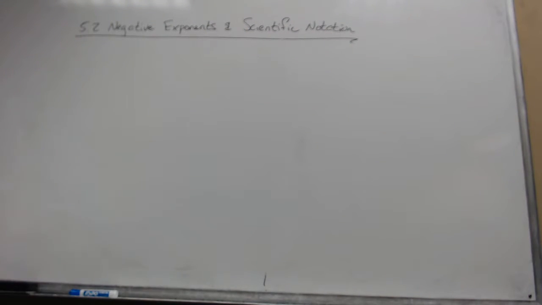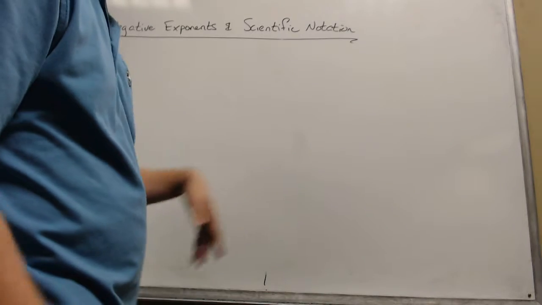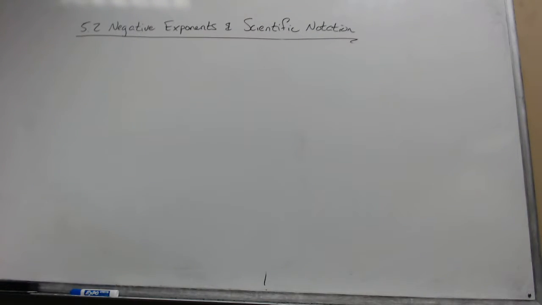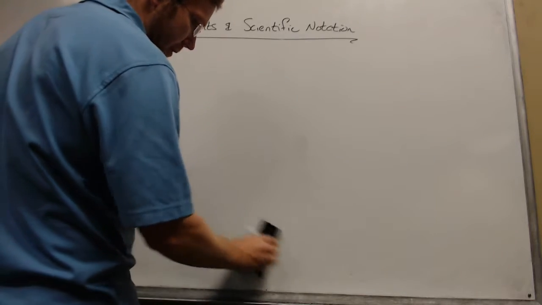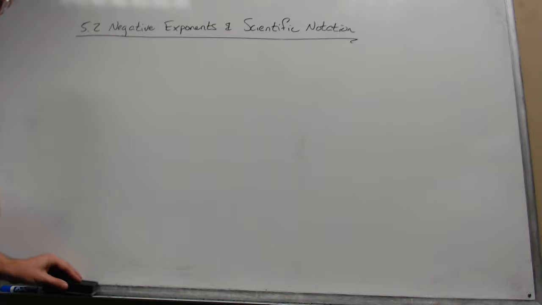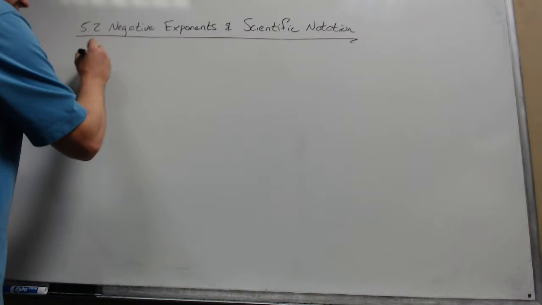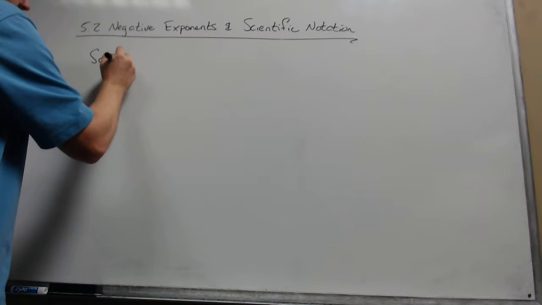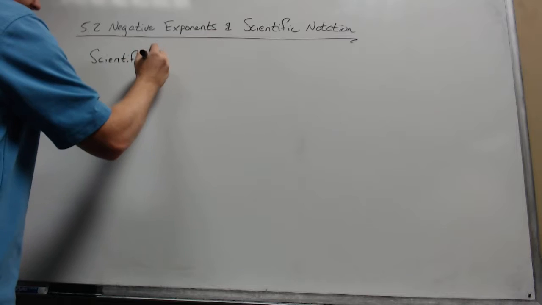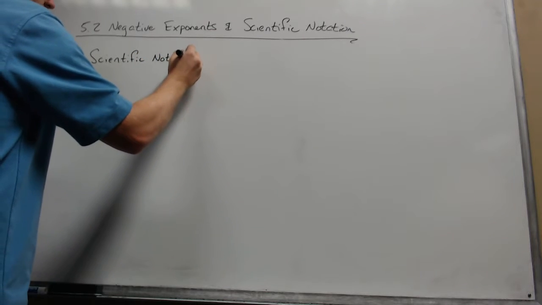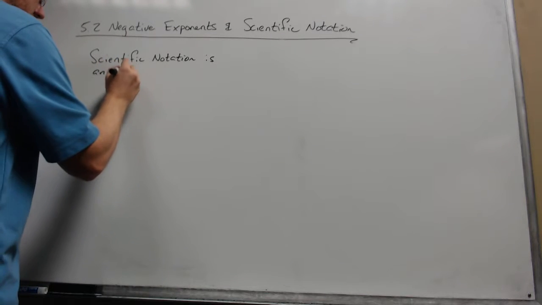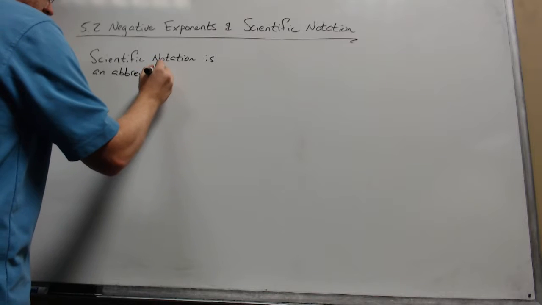Next up, let's finish this section off and talk about scientific notation. This is more of a biology, chemistry sort of question, and you'll see these in those classes as well. But here's an introduction and an application of negative exponents, so it's a good place for it to fit in. Scientific notation, all it is, is an abbreviation of a number.